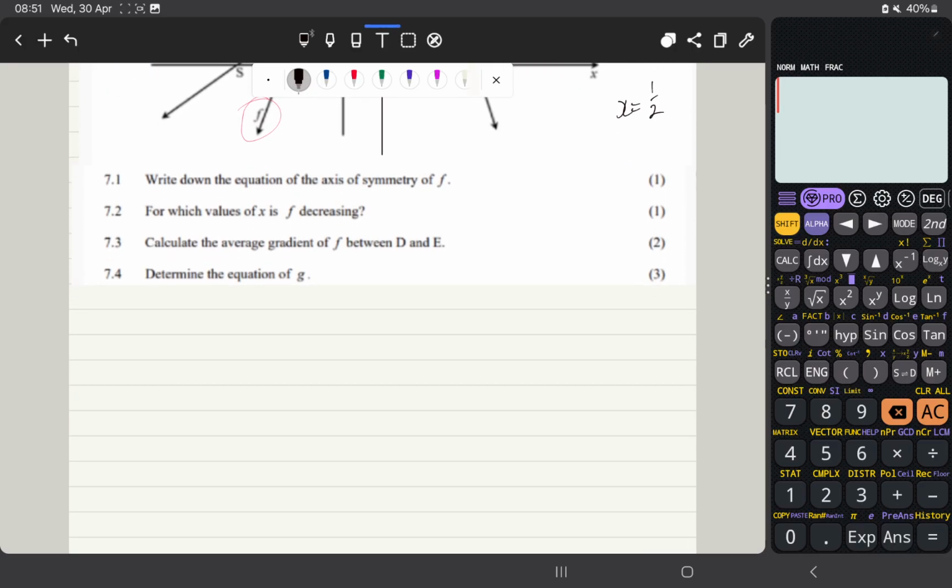So you could do it like that, just like how I did it, and say 0 plus 1 divided by 2, which is half, and then you say therefore x equals 1 over 2 is the axis of symmetry. Right, a bit tricky, but yeah, we're getting it.